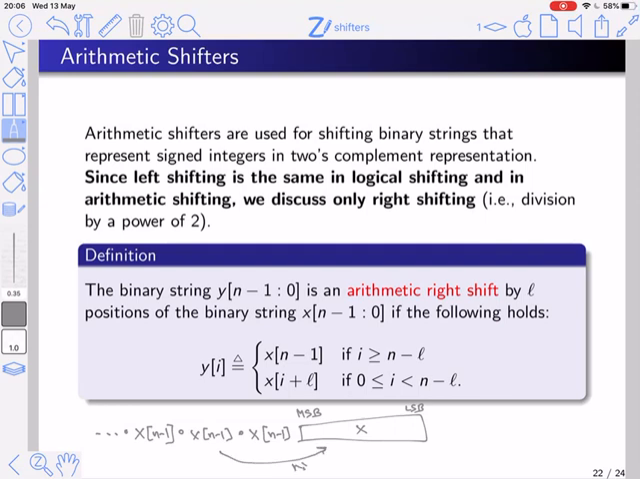and therefore when I'm performing a shift to the right, then the shift to the right will push in bits which are copies of the most significant bit of x, and this is what you see over here. Okay, so the high order bits of the shifted output will be copies of the most significant bit of x.